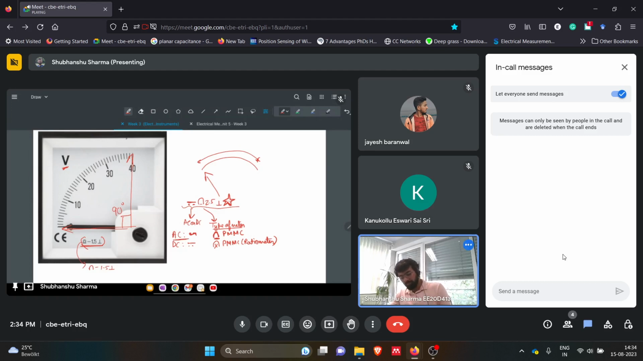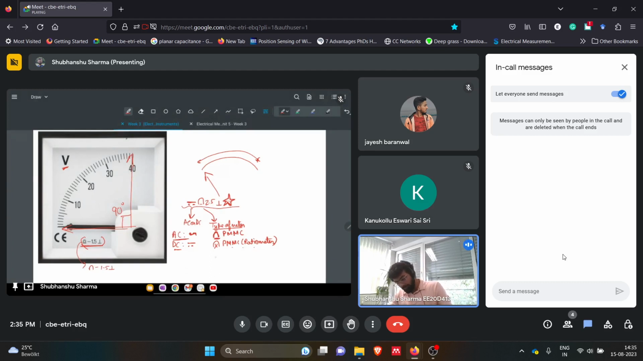If we have this dash-like thing, then it means that it can measure DC. And then we have this U shape symbol. It means basically the type of meter. So this means this is a PMMC type meter. So we have various symbols for this. So this, with the cross, means this is a PMMC ratio meter.